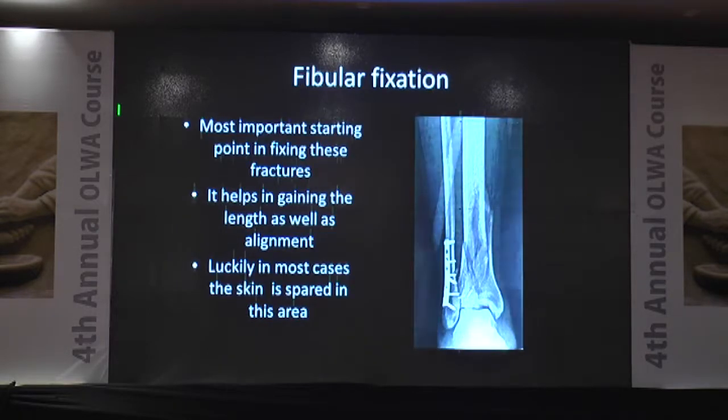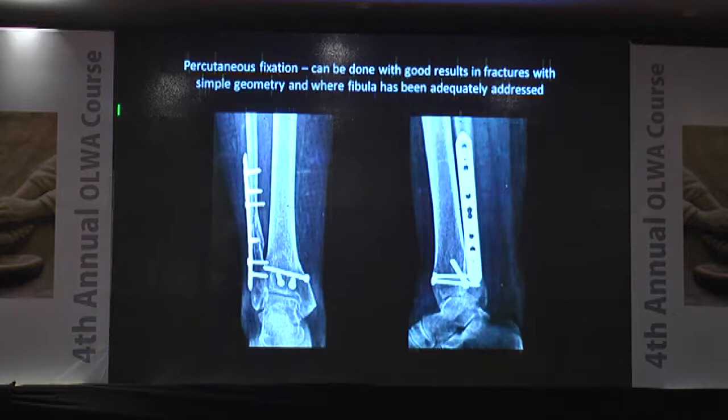Fibular fixation is the most important starting point in these fractures. It helps in gaining the length as well as the alignment of your tibial fracture. And luckily, in most cases, the skin is spared in this area, and you can go ahead with your fibular plating. Percutaneous fixation can be done with good results in fractures with simple geometry and where the fibula has been adequately addressed. So these are the results of a percutaneous fixation.